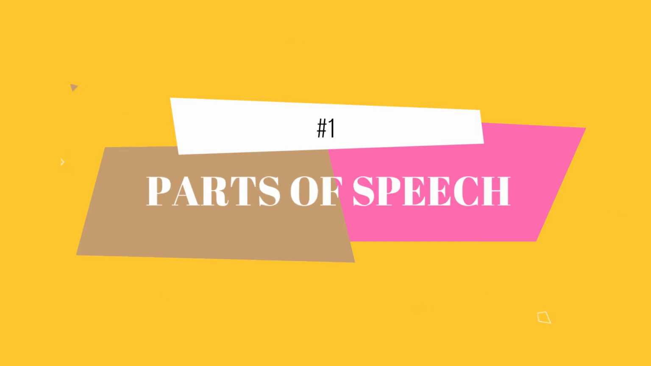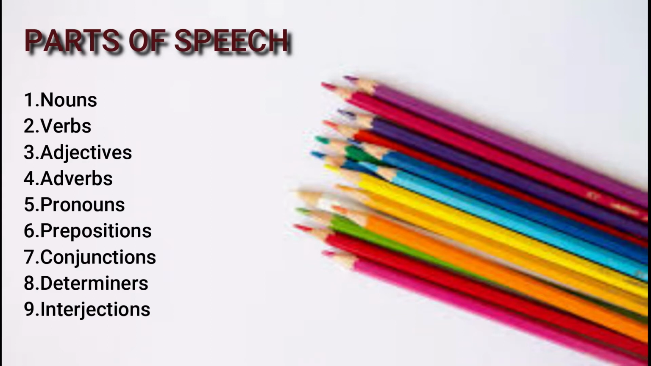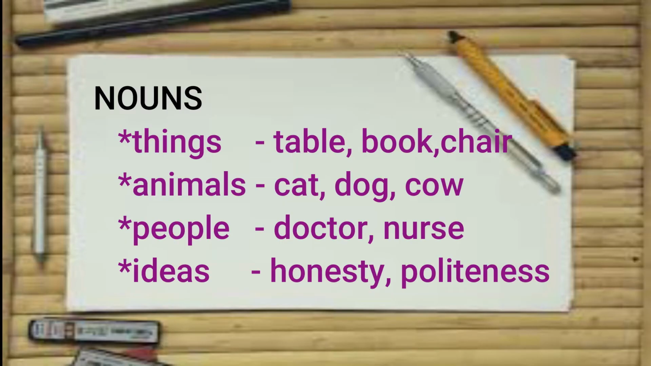So, let's move on to the very first class of your grammar lessons, parts of speech. The question which confuses most of us is how many? How many parts of speech do we have? The answer is 9. We have 9 parts of speech. They are nouns, verbs, adjectives, adverbs, pronouns, prepositions, conjunctions, determiners, and interjections. Let's move on to the first part of speech.